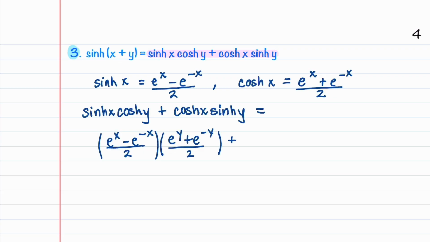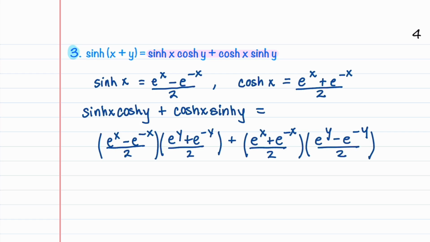And now we're going to plug in what cosh x is. Now we're going to use an x. So this is e to the x plus e to the minus x, all divided by 2. And then lastly, we have sinh of y. And this is e to the y minus e to the minus y, all divided by 2. Now we get to multiply all this out.